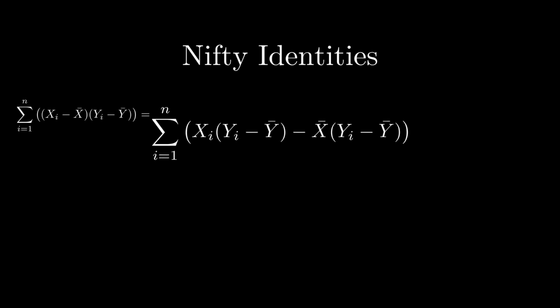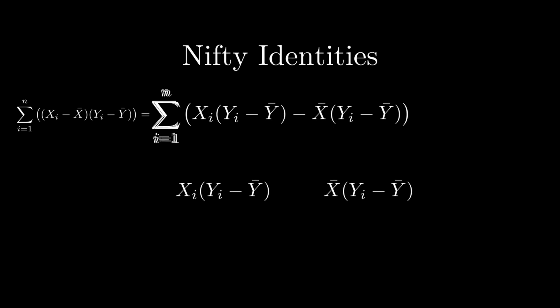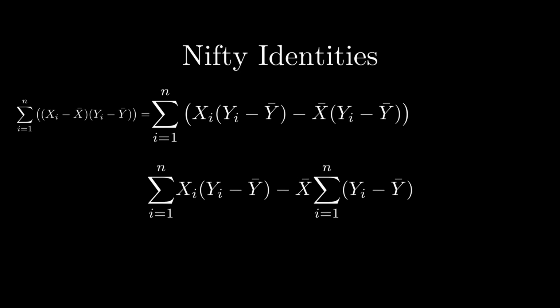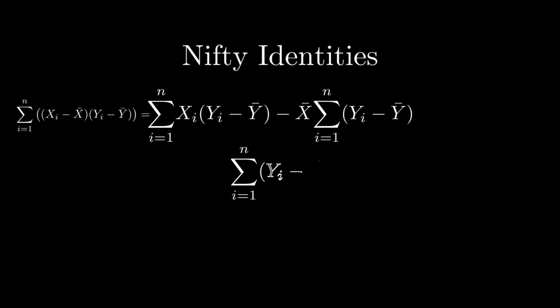Distribute the summation across the two terms. X bar is a constant and doesn't depend on i, so go ahead and factor it out of the summation. Notice how the second summation is the sum of yi minus y bar. This is exactly 0, and there are a few ways to see this. Distribute the sum and write the sum of y bar as n times y bar, since y bar is just a constant. In general, an average is the sum over n. Multiply both sides by n, and you get that n times the average is equal to the sum.